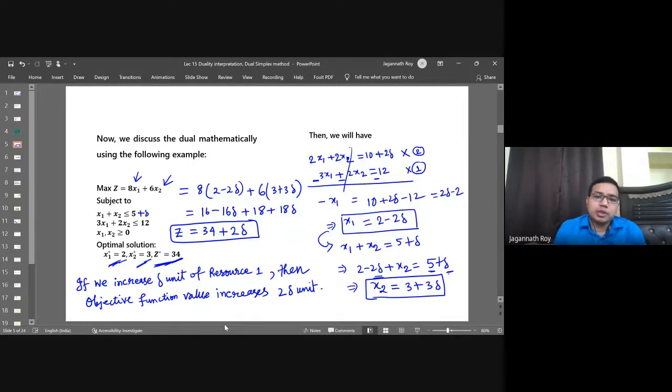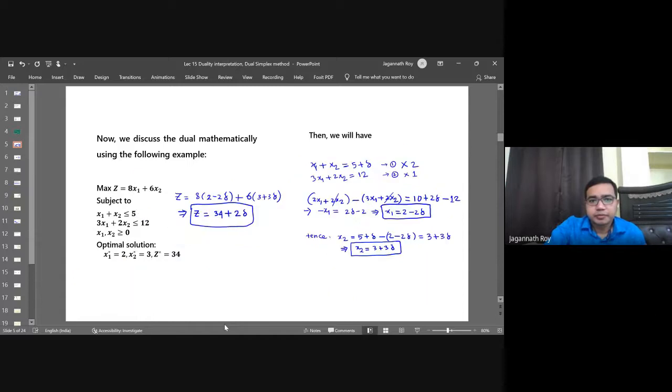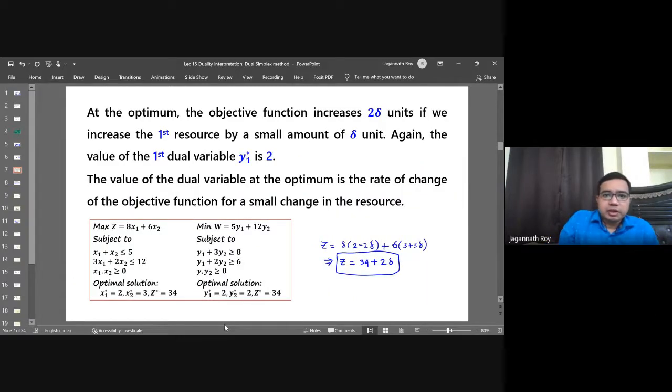Now if you, in place of delta, increase 1 unit, this will cause 2 unit increment. So let us understand the meaning of this increment and the change. At the optimum level, the objective function increases 2 delta units if we increase the first resource by a small amount of delta unit.